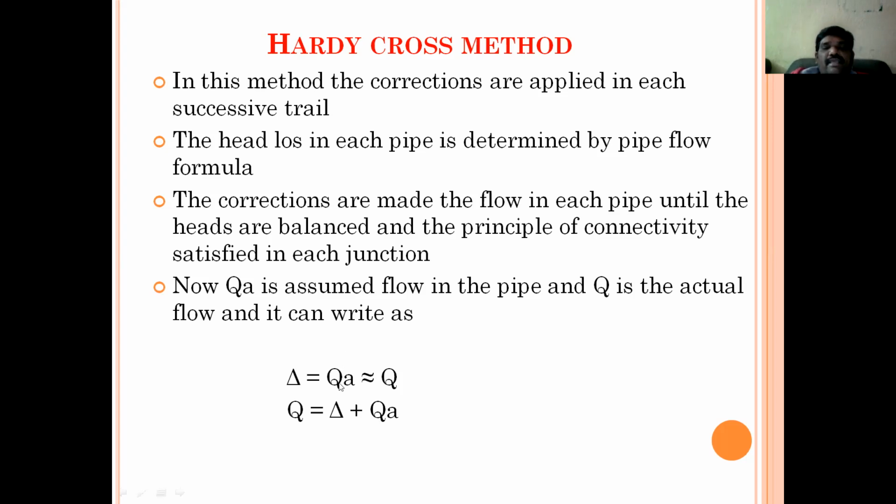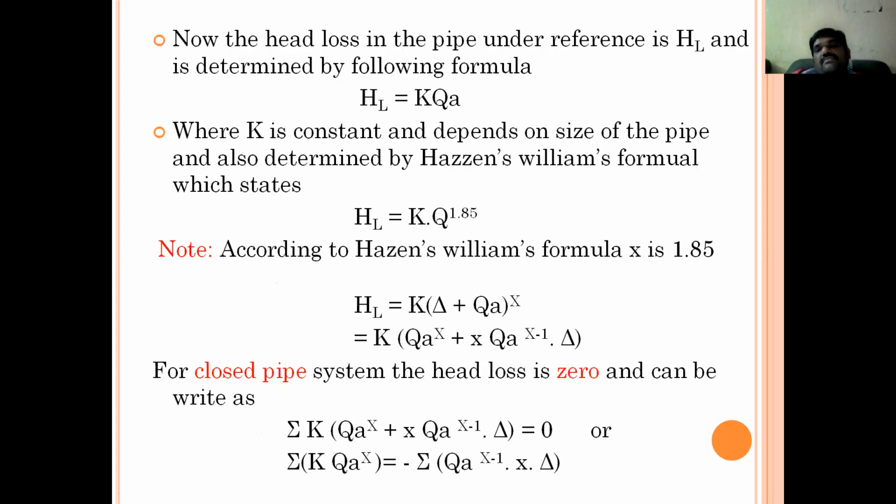Now, Qa here, have a look. Qa is the assumed flow and Q is the actual flow. This is the Hardy-Cross method we are discussing. Qa is the assumed flow and Q is the actual flow, and it can be written as Q equal to delta plus Qa. Now, have a look carefully. There is an interconnected point to point.